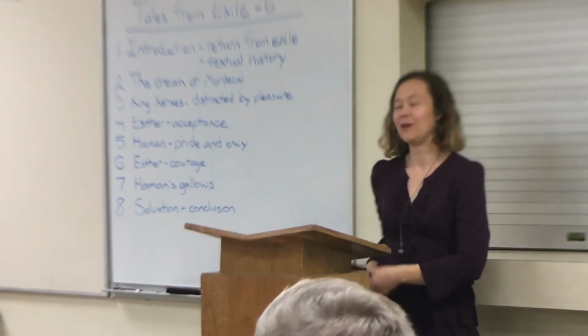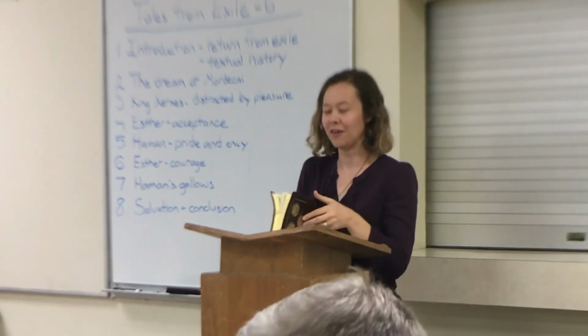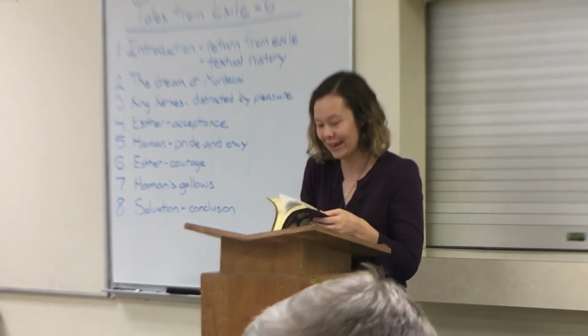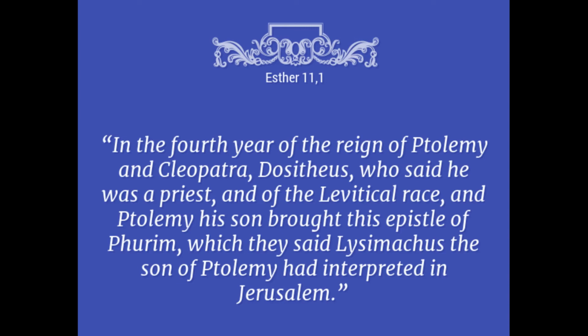Okay, this is really random. Chapter 11, verse 1 is not in a lot of the Bibles. It's in this one. I'll read it out of this one. Chapter 11, verse 1. In the 4th year of the reign of Ptolemy and Cleopatra, Dositheus, who said that he was a priest and a Levite, and Ptolemy his son, brought to Egypt the preceding letter of Purim, which they said was genuine and had been translated by Lysimachus, the son of Ptolemy, one of the residents of Jerusalem. It's a translation note. Somehow that got left in and was made chapter 11, verse 1. Most Bibles leave it out now.